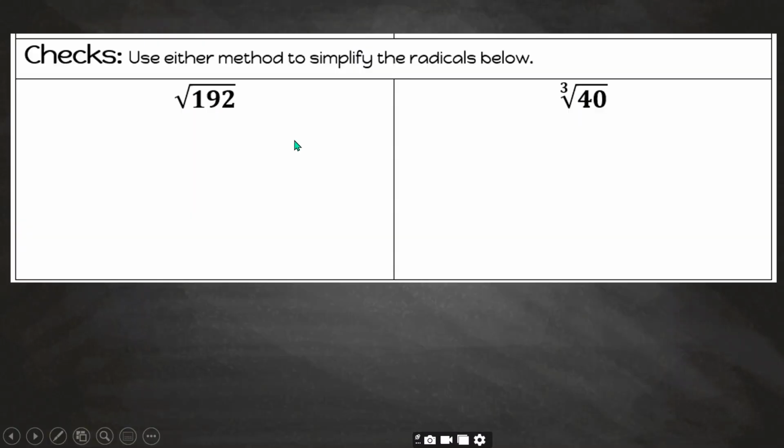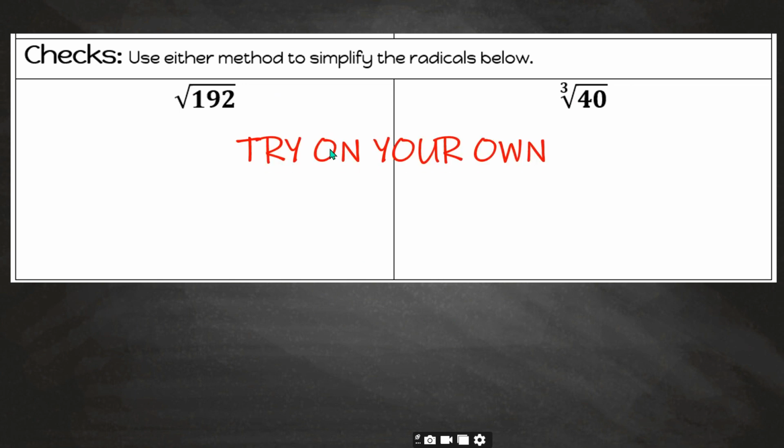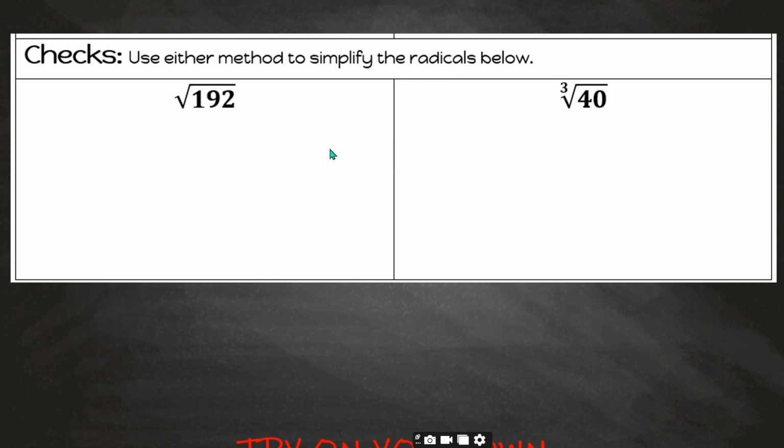So here we are going to simplify the radicals below. You may use either method, either use the factor tree, so break down 192 and 40 into all of its factors, or you can use your perfect squares, or if you know your perfect cubes. All right, so the answer, the square root of 192, simplifies to 8 square roots of 3, and the cube root of 40 simplifies to be 2 cube roots of 5, and that's because 40 can be written as 8 and 5, and the cube root of 8 is equal to 2.